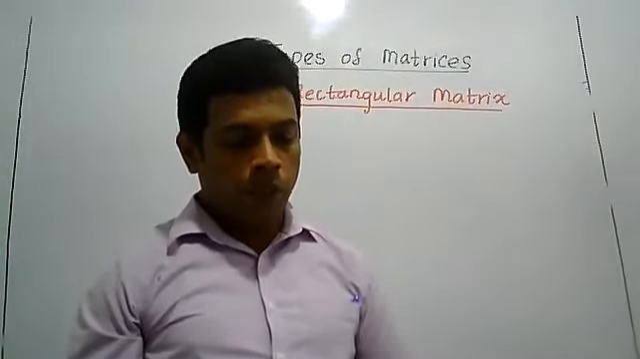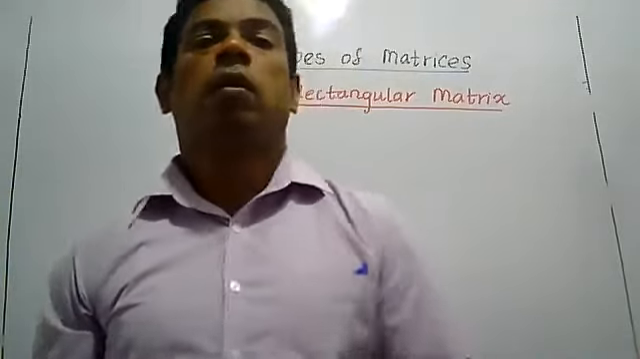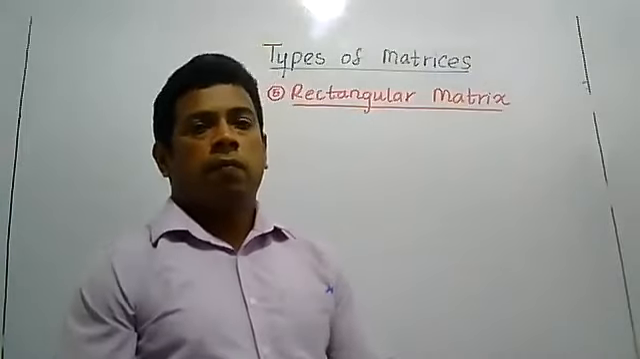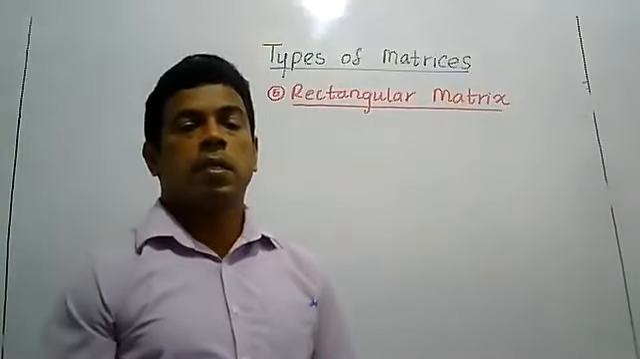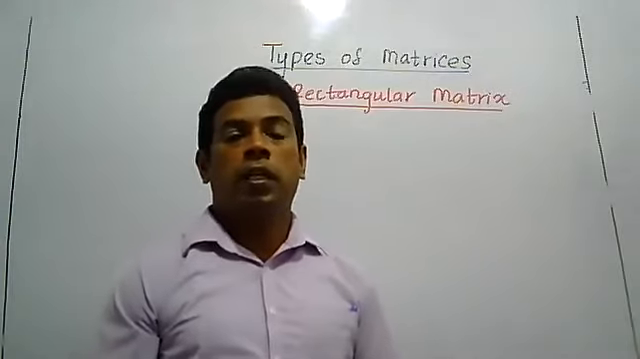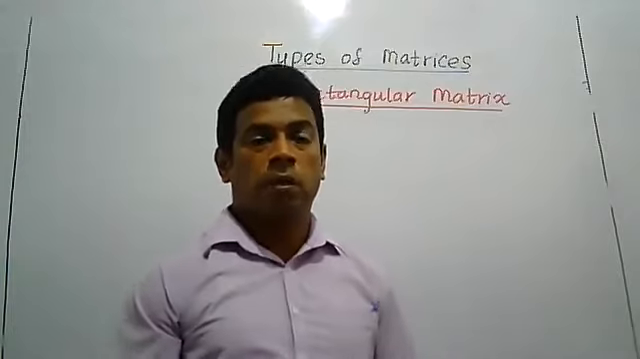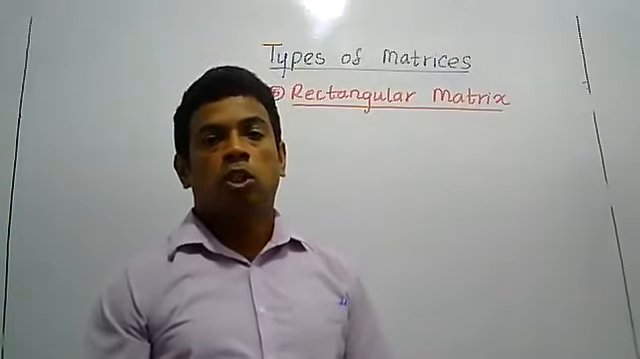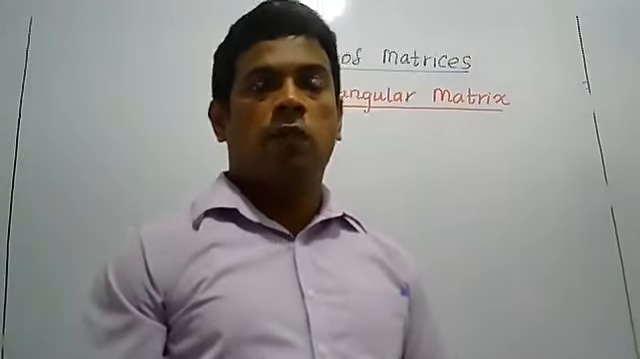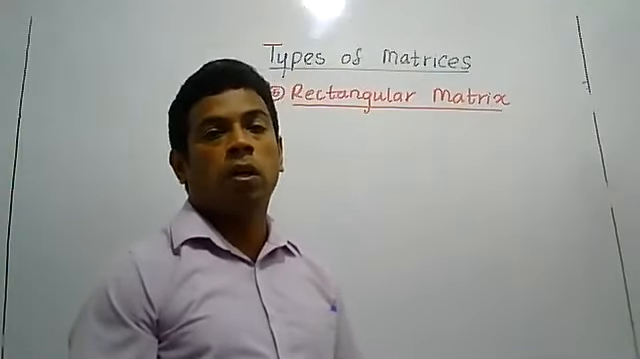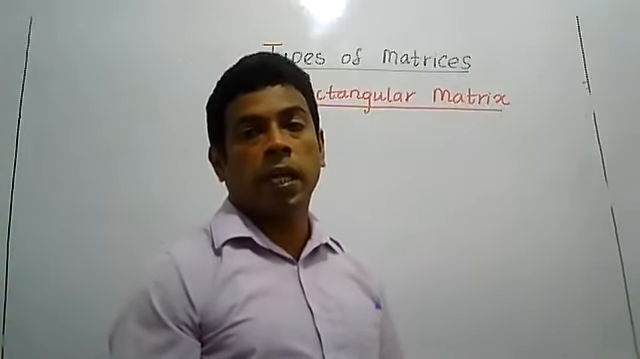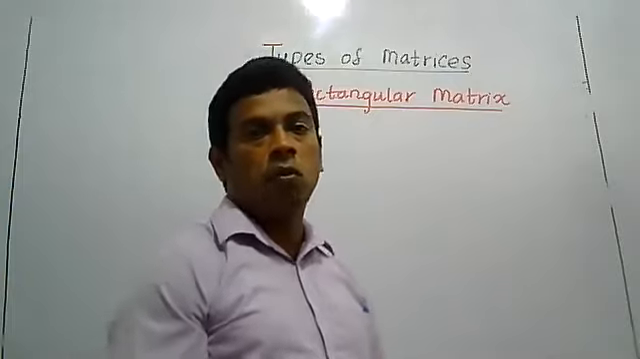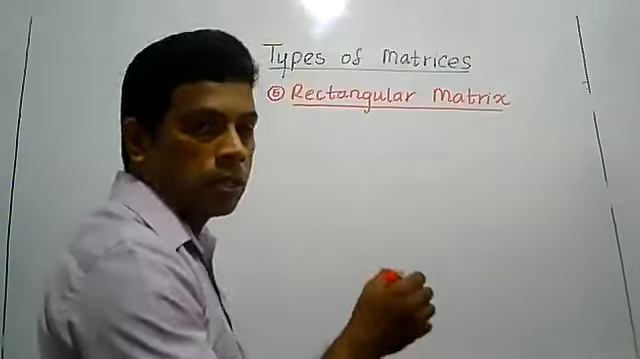A matrix in which the number of rows is not equal to the number of columns is called a rectangular matrix. Right. Now write down some examples.